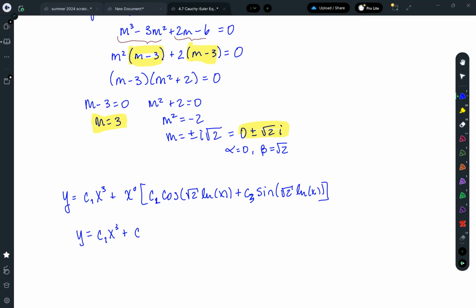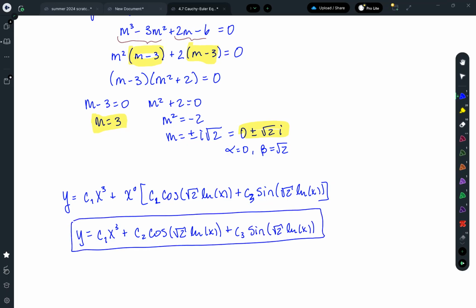Good catch there. So I have c1 x cubed plus c2 cosine of the square root of 2 times ln of x plus c3 sine of the square root of 2 times ln of x. And that is the general solution for this particular problem. And that is the last example for this set of notes. If you have any questions about Cauchy-Euler equations, please feel free to reach out.